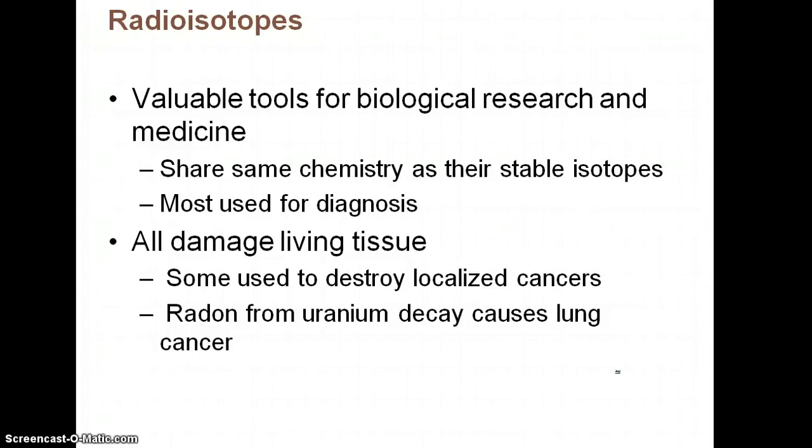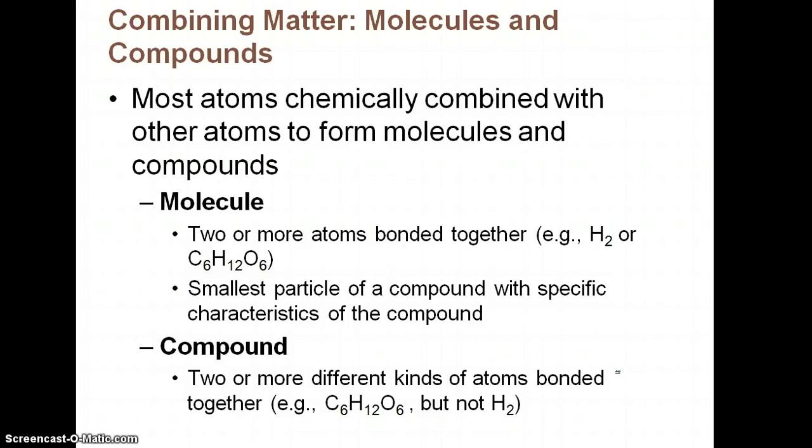Radioisotopes do damage living tissue, so they will only use certain kinds, and they use very, very small amounts of it. And of course, you've probably all heard of radiation therapy as far as trying to destroy localized cancers. And in uranium decay, radon, which is formed during uranium decay, has been linked to lung cancer. We'll stop there for now, and I'll continue with matter, molecules, and compounds on another video.